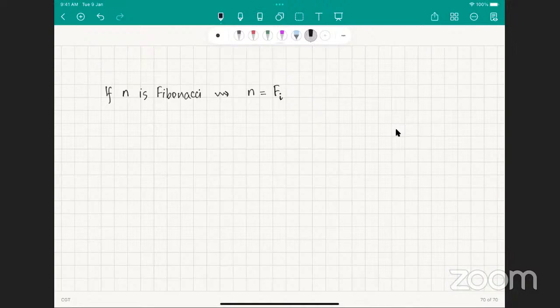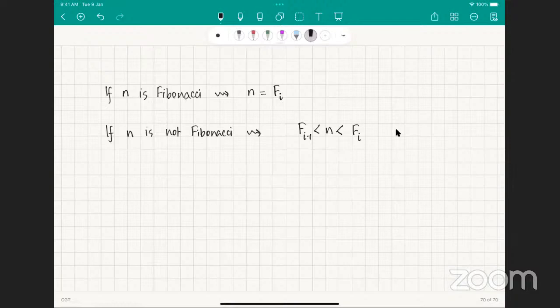So let's check out what happens when n is not Fibonacci. Well, in that case, n is sandwiched between two consecutive Fibonacci numbers, let's say f_{i-1} and f_i. You just move up the number line and look for the last Fibonacci number that n is greater than. That would mean that it's smaller than the next one, and so this is a well-defined place to position n.